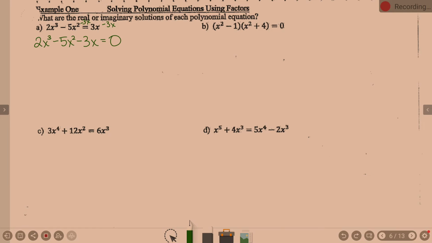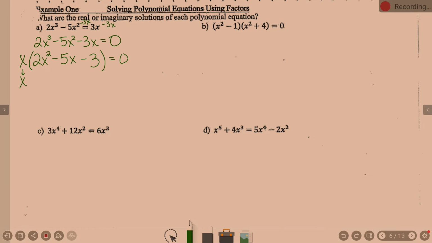X. They all have an x. Do they have a number in common? No, just x. So I'm going to factor that x out front. When I factor that x out front, it becomes 2x squared minus 5x minus 3. No matter what we do from here, this x out front will drop down. That is going to represent a solution. We will set that equal to 0. How do we factor 2x squared minus 5x minus 3?